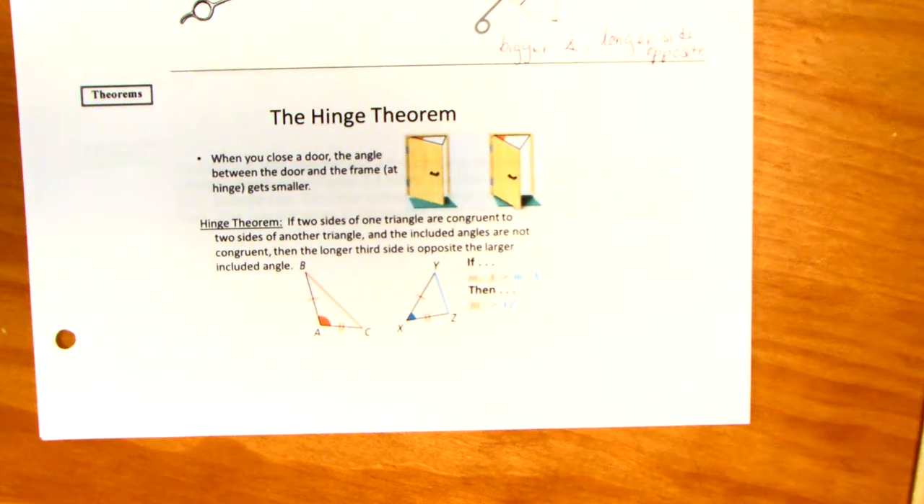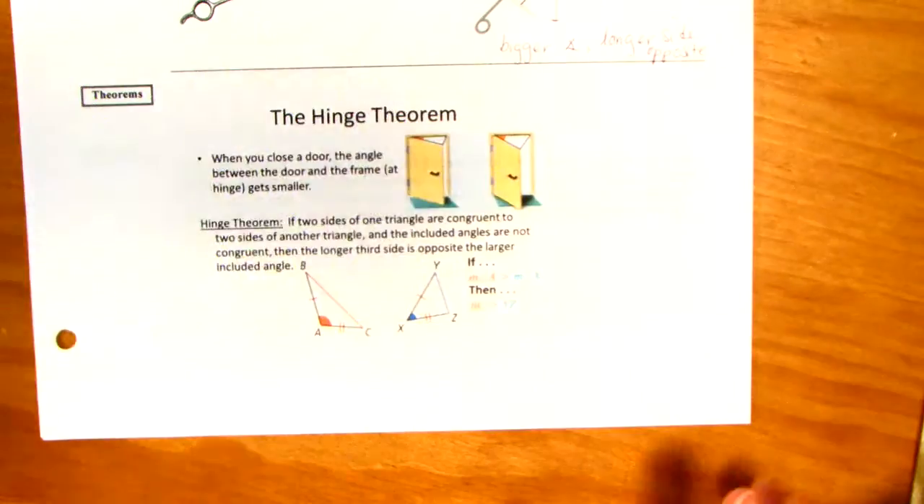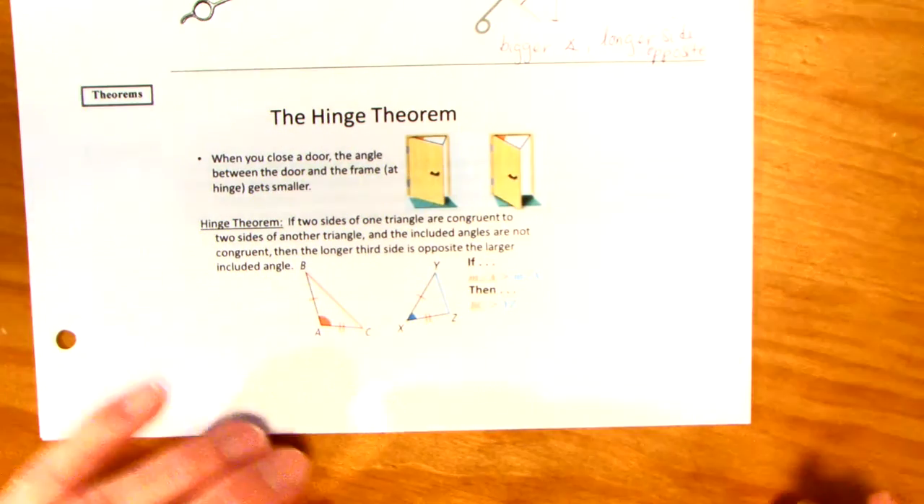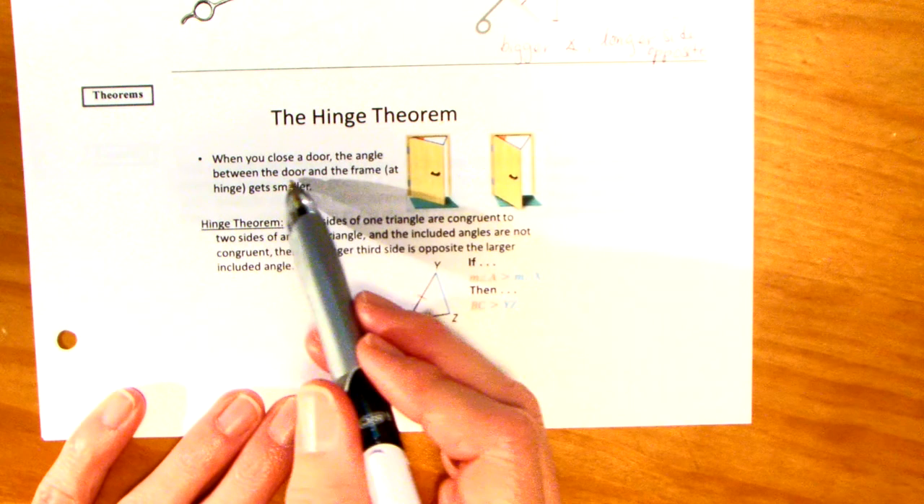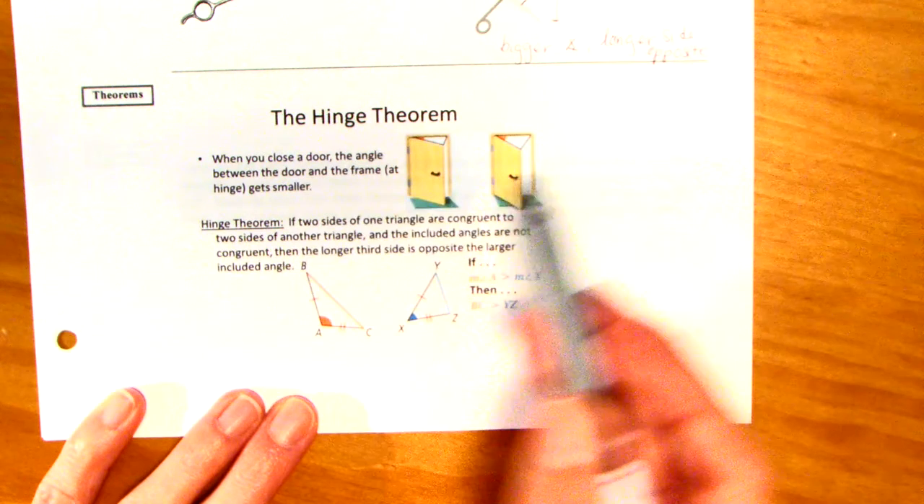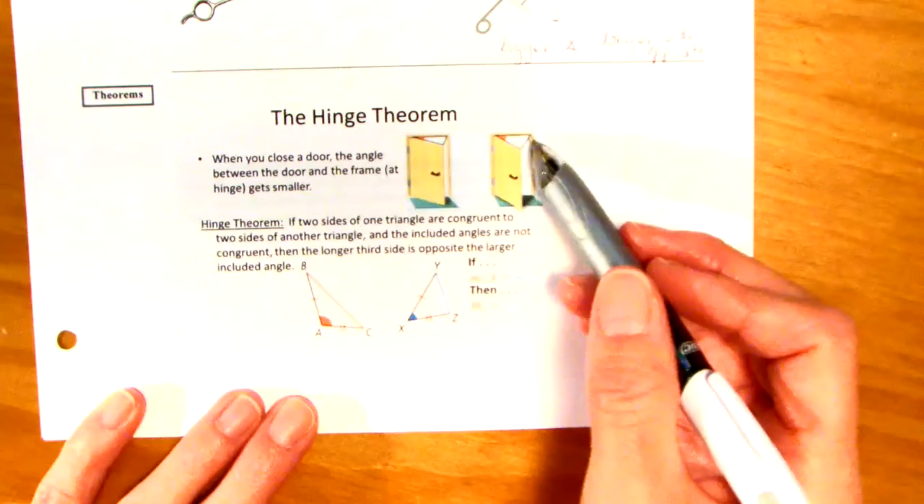This is actually called the hinge theorem. I had a different picture in my former notes. It was really blurry. You couldn't see it. So I thought, this is a little better, except it takes a lot more space. Here we go. Hinge theorem. When you close a door, the angle between the door and the frame gets smaller. Angle small. Then when you open it.